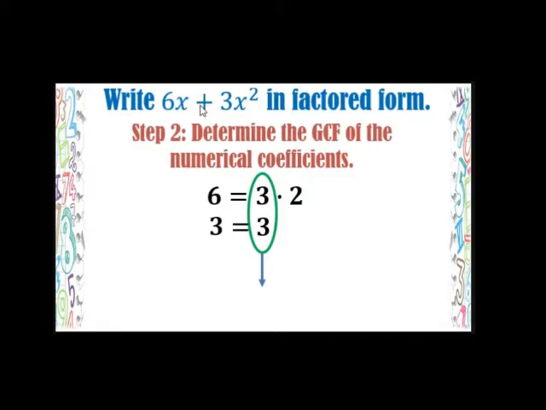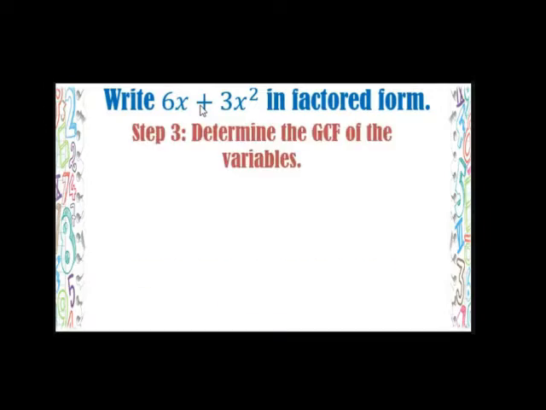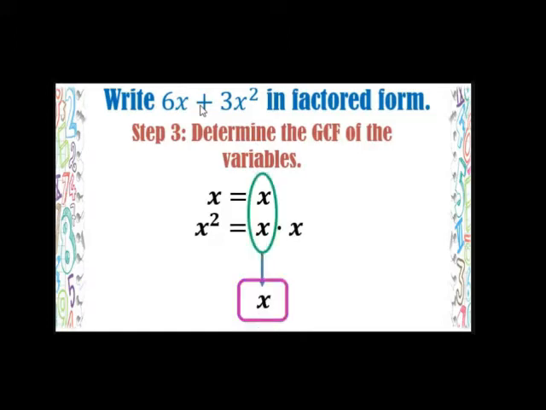Get the common factor, we have 3. Next, determine the GCF of the variables. The variables are x and x squared. For x, we have x. And for x squared, we have x times x. So the common factor is x.